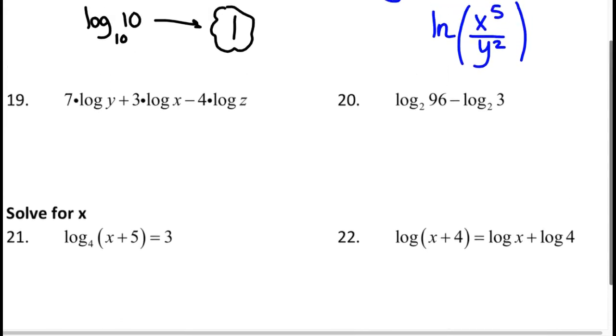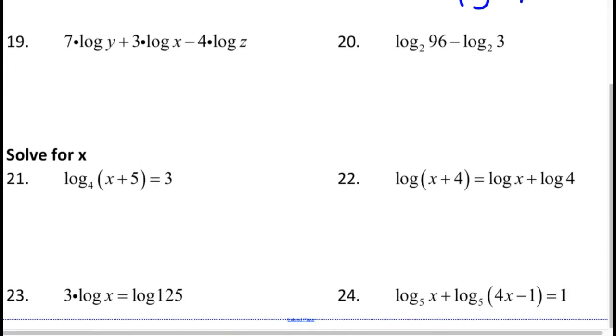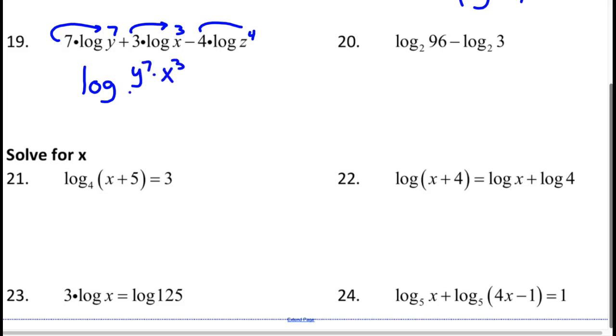Next one, we have 7 log of y, so this is going to be like a y to the 7th. That 3 is like an x cubed, and that 4 is like a z to the 4th. If it's minus, you put it in the bottom. If it's plus, you put it in the top. So we have the log of y to the 7th times x cubed all over z to the 4th. And z is in the bottom because it was a minus. So the minus stuff goes in the bottom, the plus stuff just goes in the top. So it's just a log of all that stuff.